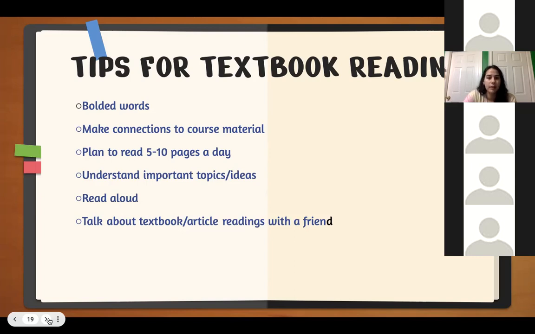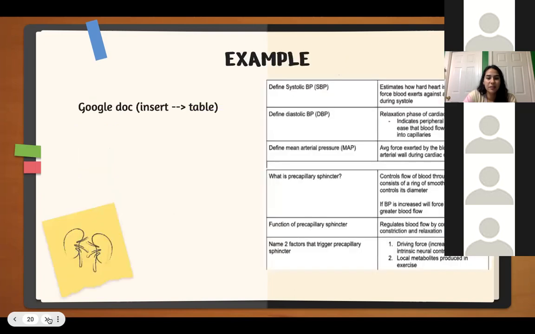And the next is going to be an example. Yeah, so as you can see on the presentation here, what I've done is on a Google Doc, I've created a table. So if you just go to insert on the search bar and go to table, you can insert as many rows and columns as you'd like.